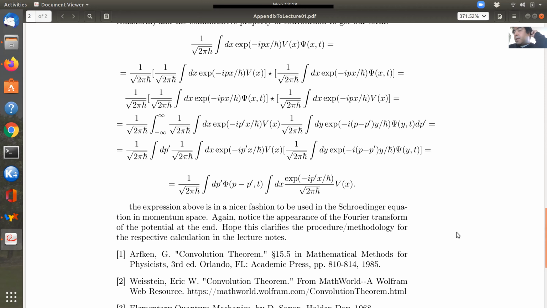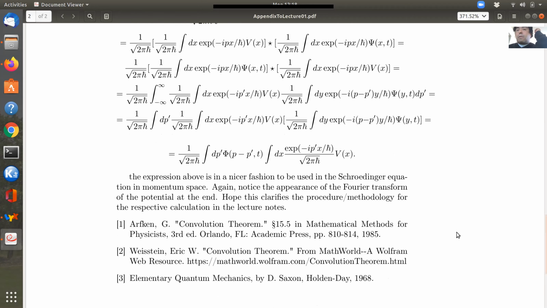If you have not seen this before in your mathematical physics courses or a partial differential equations course, the three references I could recommend are the book by Arfken, Mathematical Methods for Physicists, which is a very famous book for mathematical physics courses. You may have used it. If not, it's quite a good reference. It's actually pretty standard.